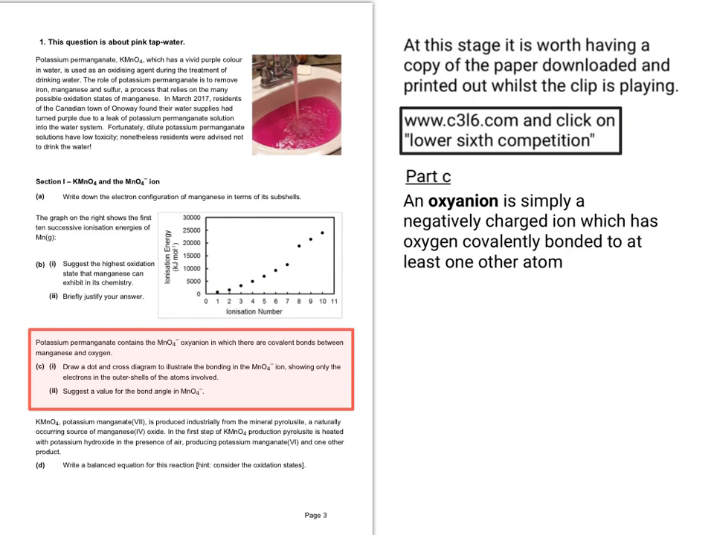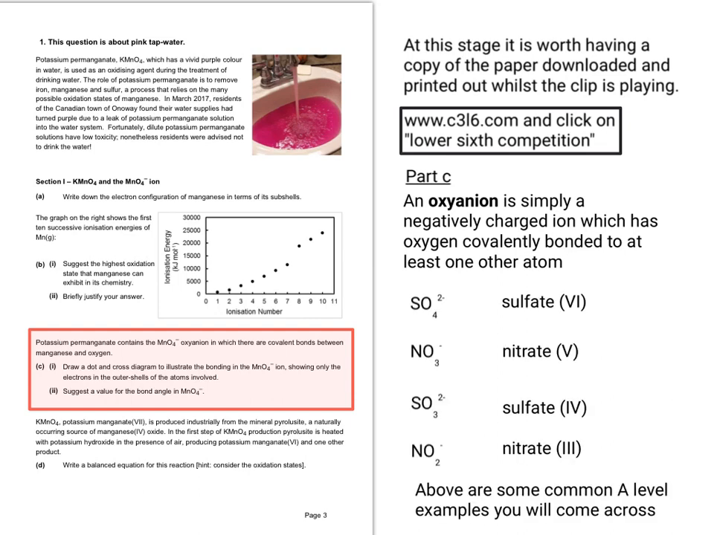So looking at part C, it says that the MnO4- oxyanion has covalent bonds between manganese and oxygen. So for the purposes of A-level, an oxyanion is simply a negatively charged ion which has oxygen covalently bonded to at least one other atom. Just to put it into context, there are some common examples that you might come across during your A-level course: sulfate(VI), nitrate(V), sulfate(IV) and nitrate(III). Not forgetting, of course, that the Roman numerals in curved brackets refer to the oxidation number of the sulfur or the nitrogen.